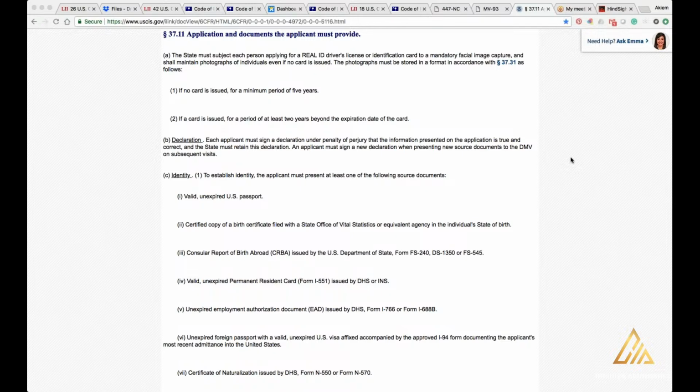Declaration. Yeah, you got to do a formal declaration. Each applicant must sign a declaration under penalty of perjury that the information presented on the application is true and correct, and the state must retain this declaration. An applicant must sign a new declaration when presenting new source documents to the DMV on subsequent visits. So the declaration is pretty much the application itself.